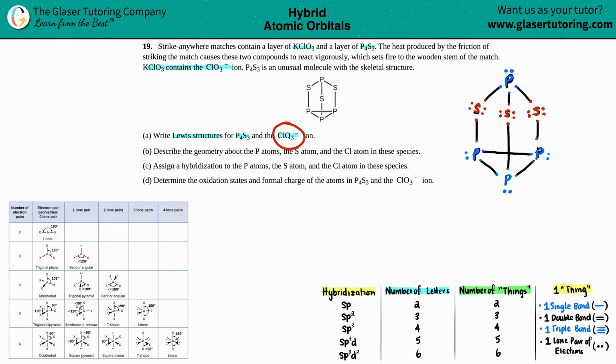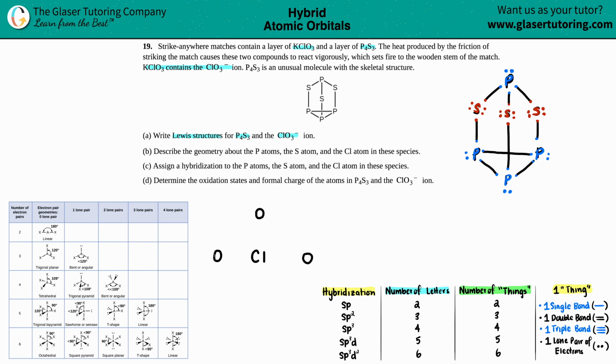Now let's do the ClO3- ion. We will do that maybe over here. So the ClO3-, remember, the least electronegative element is in the middle. So the chlorine is in the middle, surrounded by the oxygen, because oxygen is more electronegative than the chlorine. So 1, 2, and maybe I will put this a little bit lower. We'll put the last oxygen on the top.